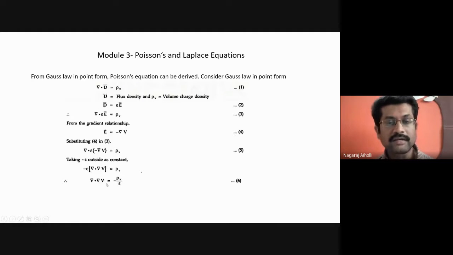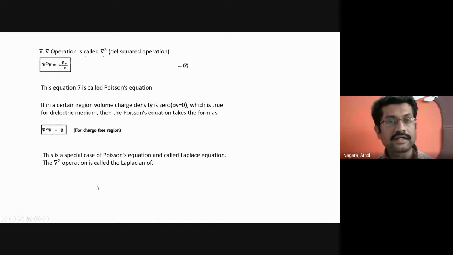Now what is this del dot del V, students? It is del square V. Is it not? We have studied this. Del dot del V is nothing but del square V. So write it. The del dot del operation is called the del squared operation. It is denoted by del square.